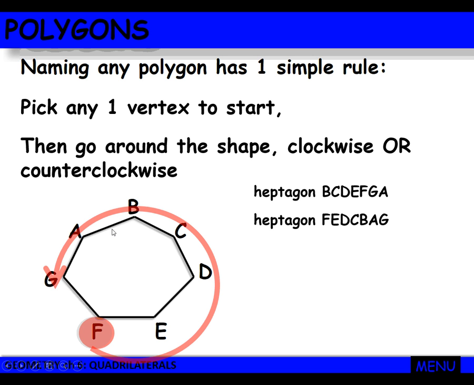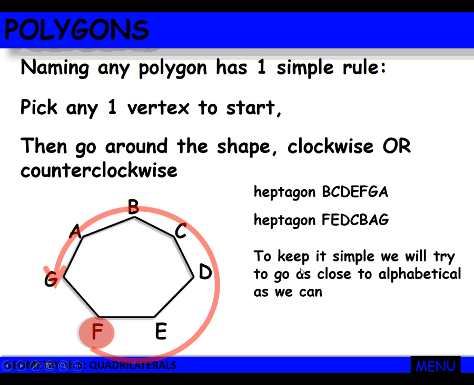Because of this, there's a lot of different names for this thing. In fact, there's 14 different names for this heptagon. So we just do our best to try to do it alphabetical just to avoid confusion. So the best name for this one is heptagon ABCDEFG, even though the other ones are not wrong.